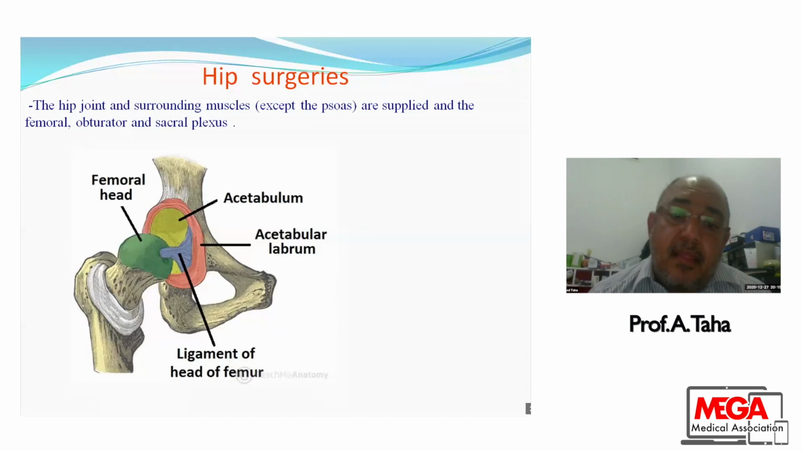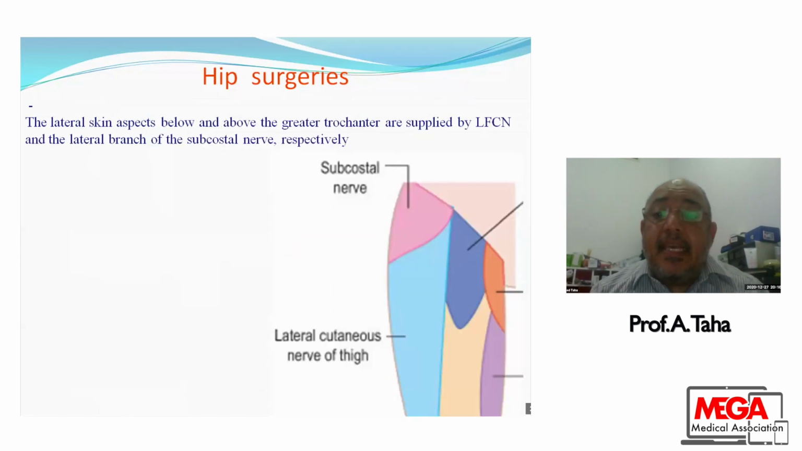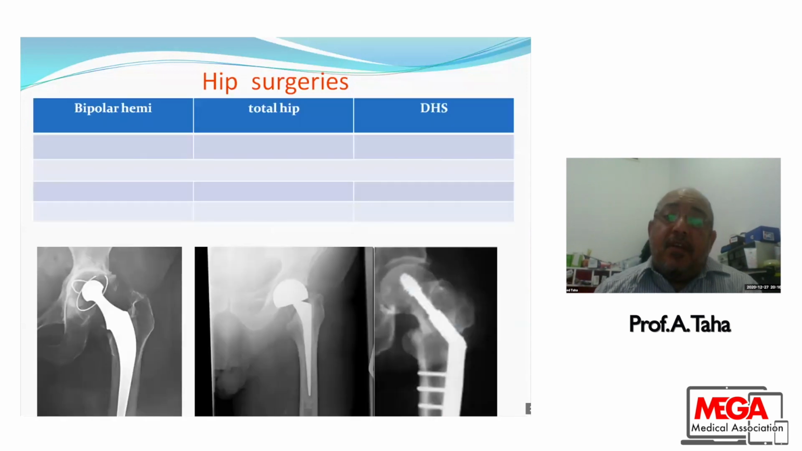The hip region is supplied by the femoral and obturator nerves and innervation from the sacral plexus. This supplies the joint and the entire muscles around the hip joint, except one muscle, the psoas muscle, which is directly innervated by the lumbar plexus itself. The skin at the lateral part of the hip above the trochanter is supplied by the lateral branch of the subcostal nerve, while the skin below is supplied by the lateral cutaneous nerve of the thigh. Very common orthopedic surgeries in the hip are DHS, total hip, and bipolar.